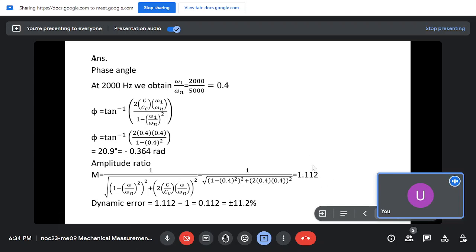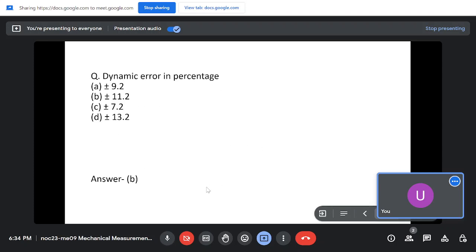If you see, this is close to 1.1 as per the chart. Also, we concluded that it's close to 1 and close to 1.1, so both agree, and the amplitude ratio is 1.112. And the last question was to find the dynamic error. The dynamic error is the magnitude ratio minus 1, which is 0.112, so it's 11.2%. So the dynamic error is option B, plus or minus 11.2%.